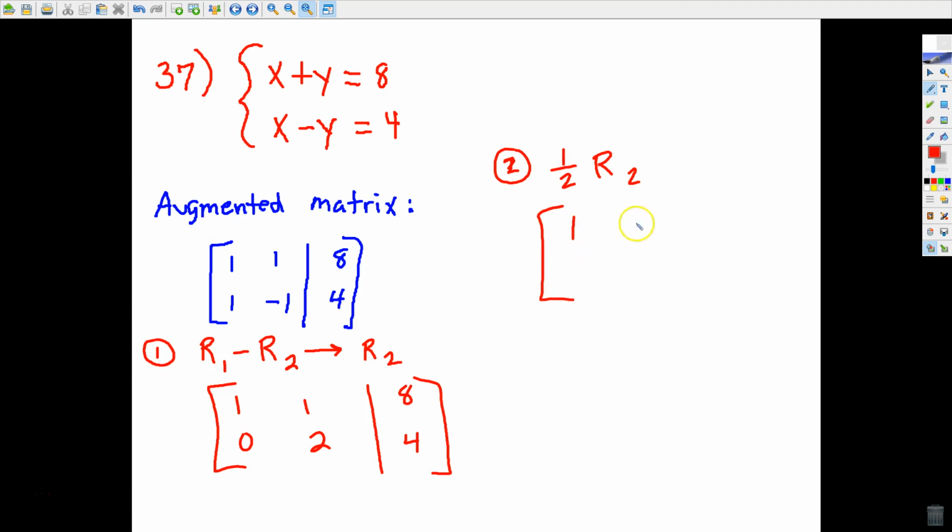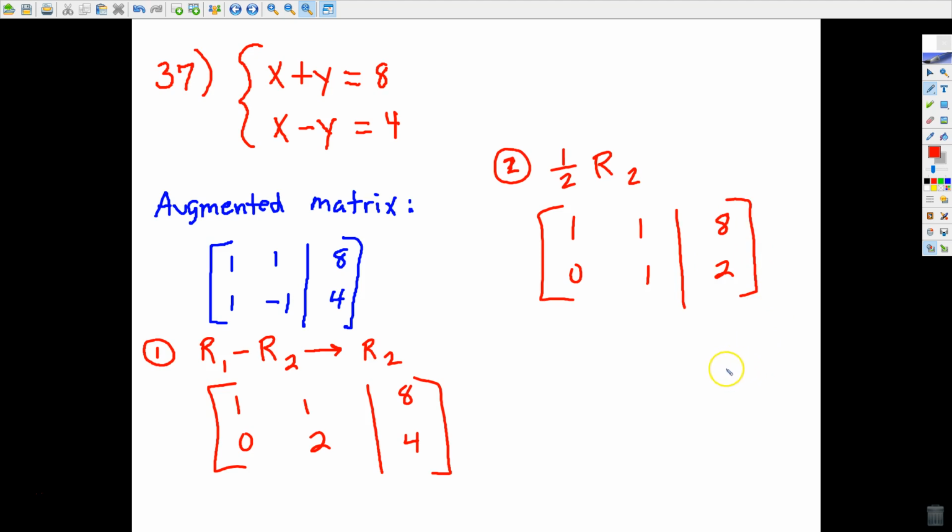So row 1 is not changing. Row 2, multiplying 1/2 by 0 doesn't mess up my 0 that I've already placed there. 2 times 1/2 is 1. 4 times 1/2 is 2.